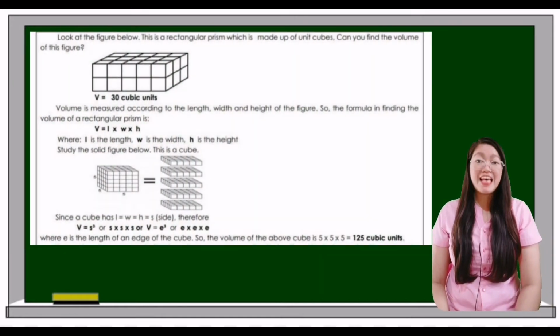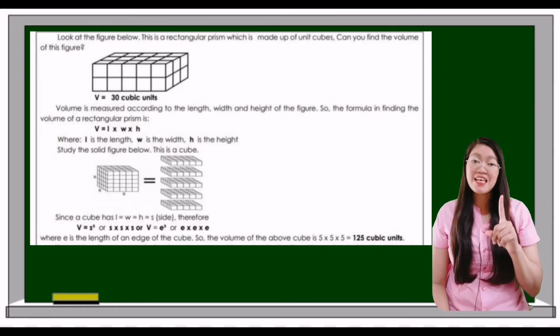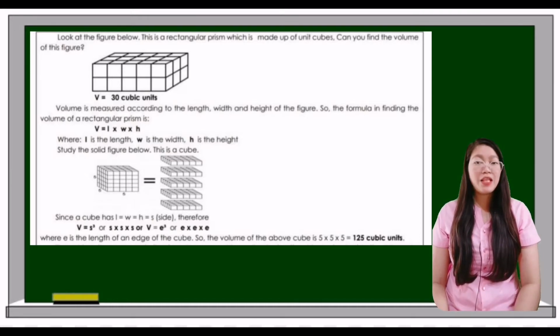In your previous lesson, you have learned to visualize the volume of a cube and a rectangular prism as well as the use of formula during the application. In this lesson, you will be able to visualize the process of finding the volume and derive the formula in solving mathematical problems and real-life situations.